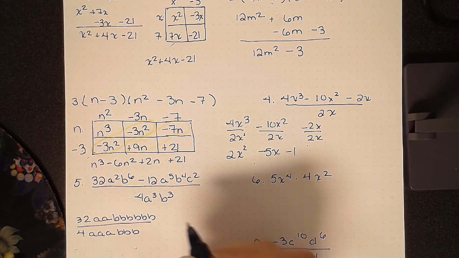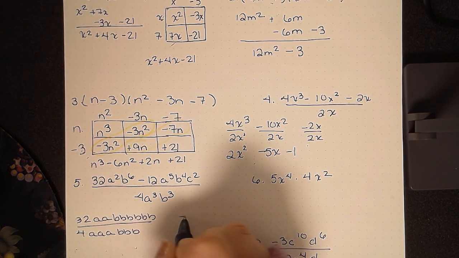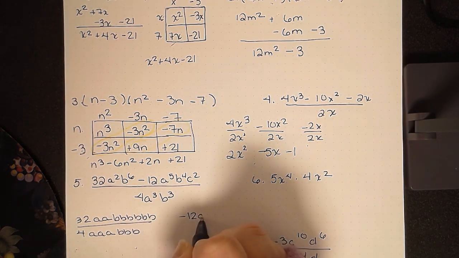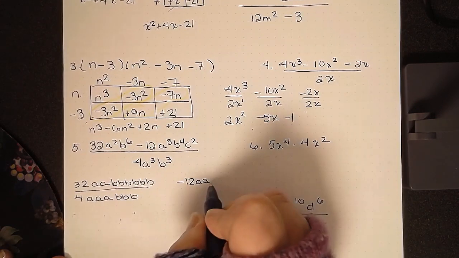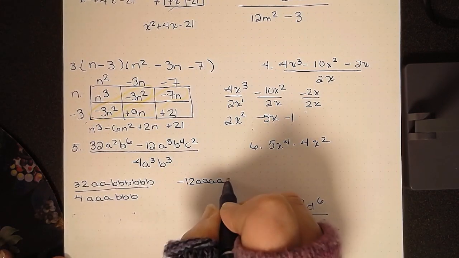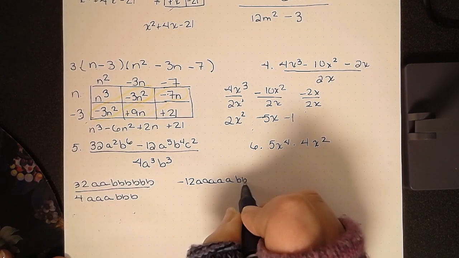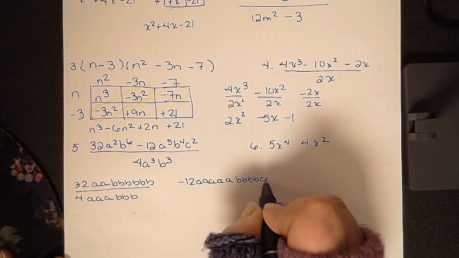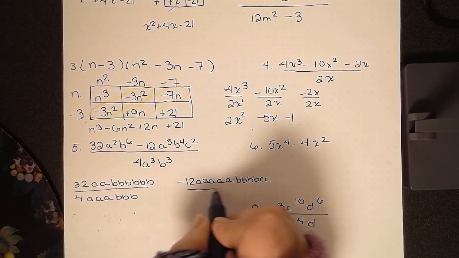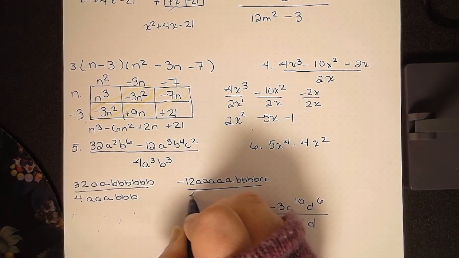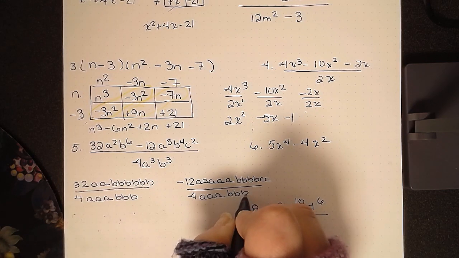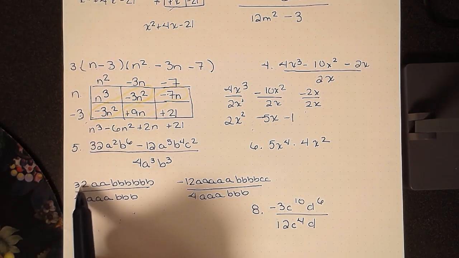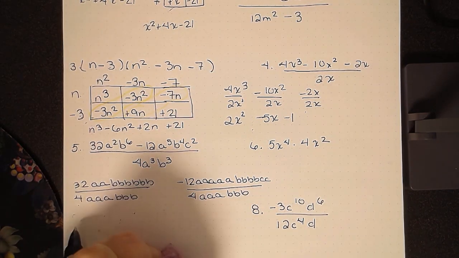So then I have minus 12a, and there's a to the 5th. So there's 5 of those a's, 4, 5, 4 b's, and 2 c's, divided by 4, 3 a's, and 3 b's. Okay, so 32 divided by 4 is 8. Okay, and that always goes on the top.